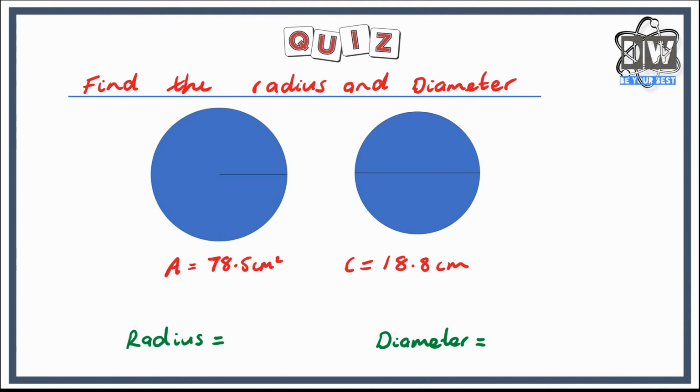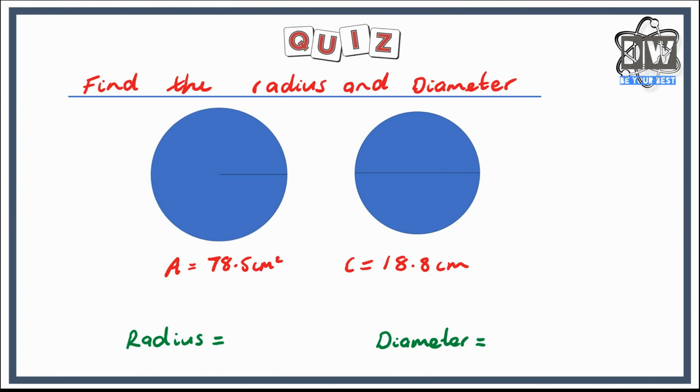All right, without further ado, it's time for the quiz. So find the radius and the diameter for both these shapes and then come back and see if you've got the right answer. Simple as that.